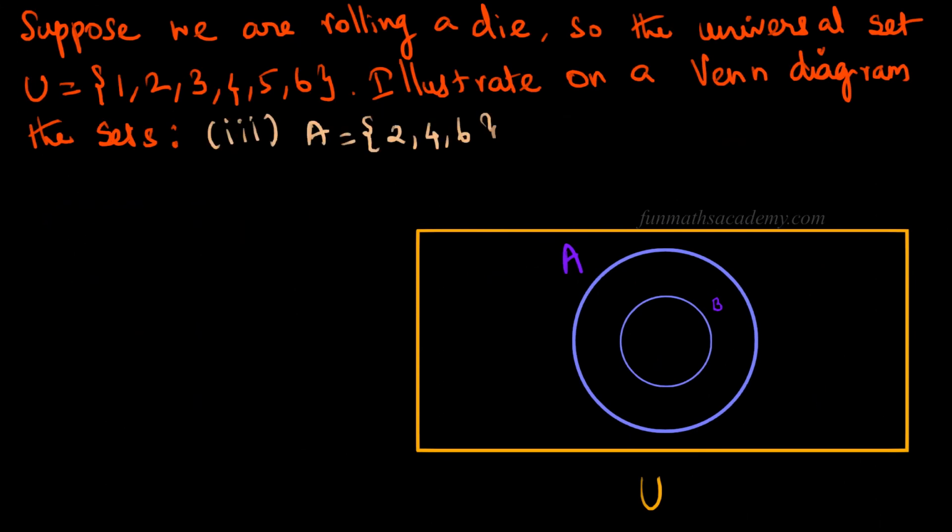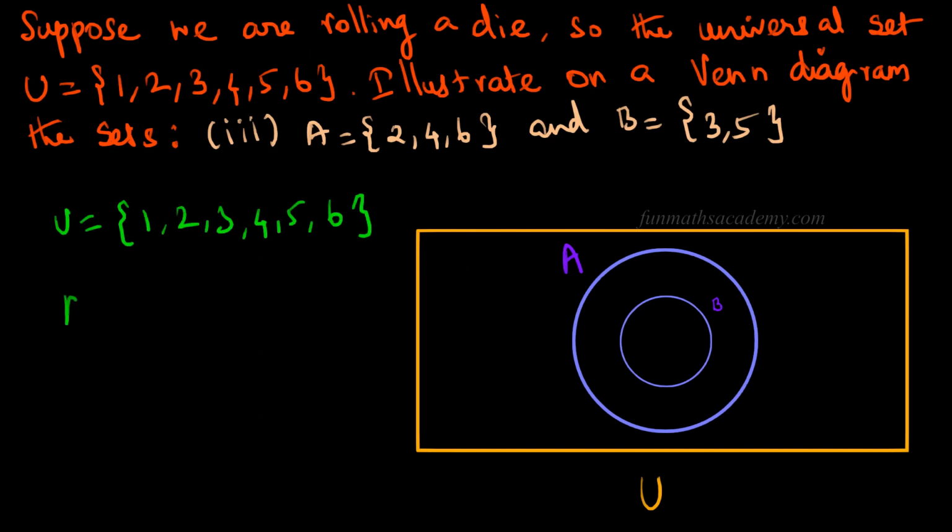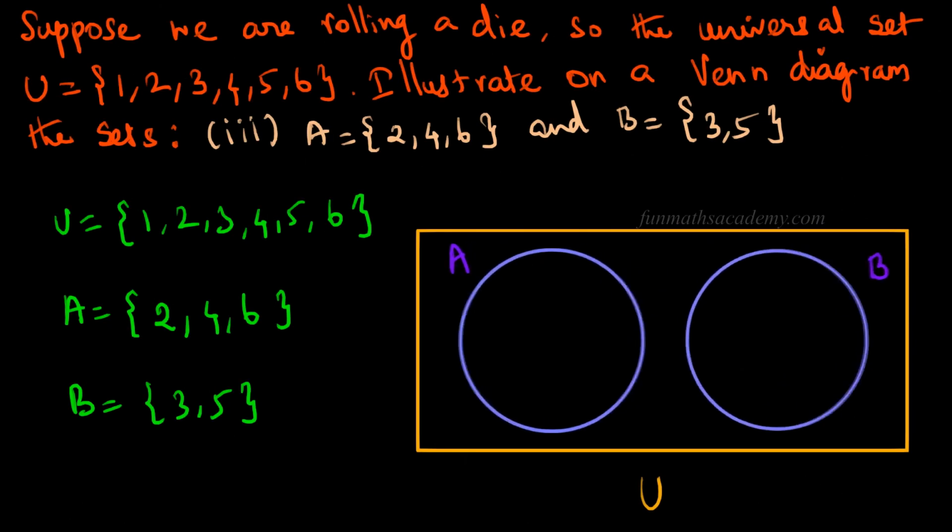In problem number 3, elements of set A are 2, 4 and 6, and elements of set B are 3 and 5. In this case, set A and set B are disjoint sets. That is, set A and set B have not even one element common between them. So in the Venn diagram, set A and set B will not touch and be far apart from each other. And so the Venn diagram will look like this.